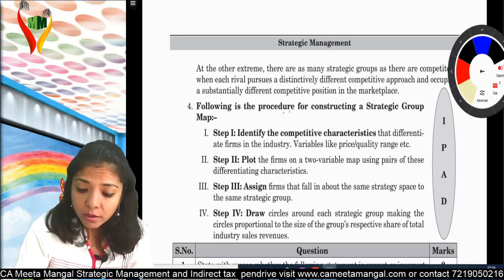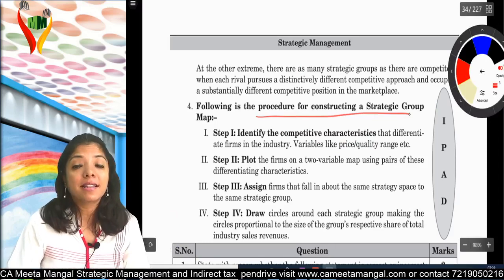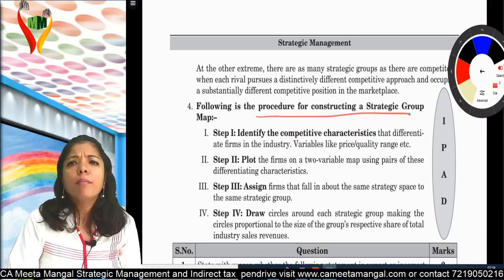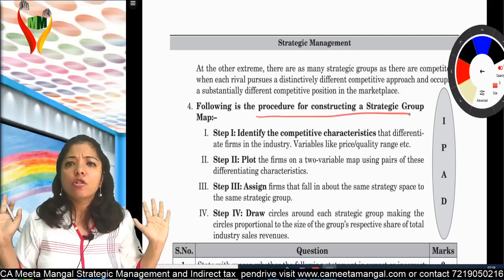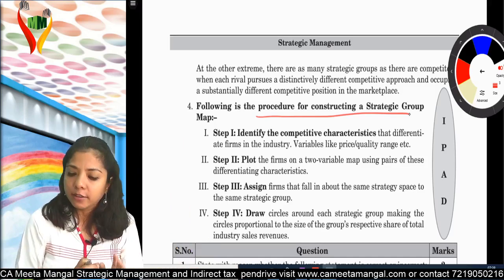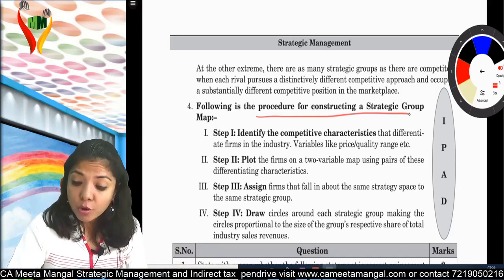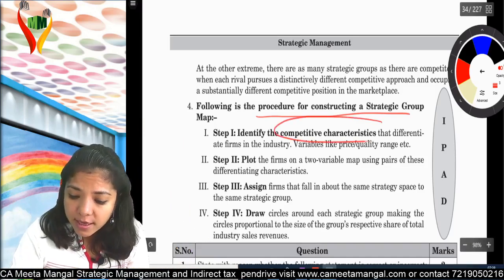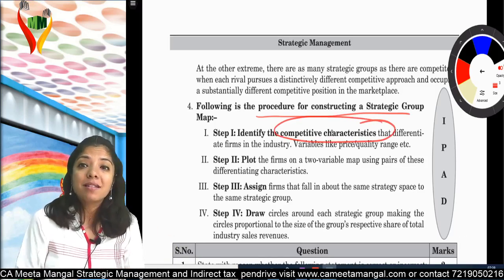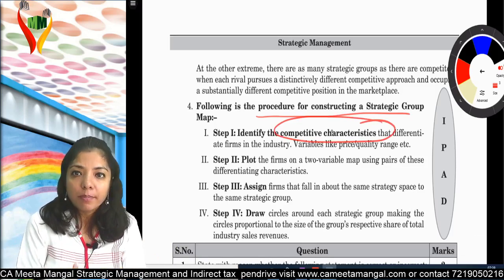How will you do it? The procedure for constructing a strategic group map. What is the strategic group map saying? First, see who all are your competitors in your business. List down all your competitors. Second, see the competitive characteristics, that means on what grounds you are competing with your competitors.